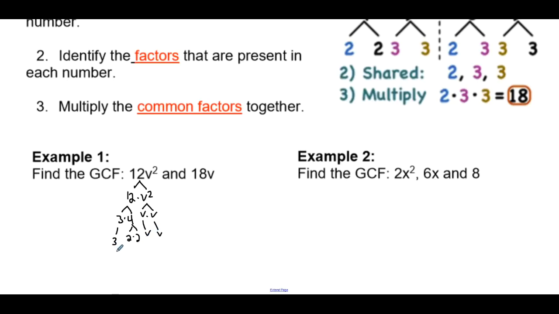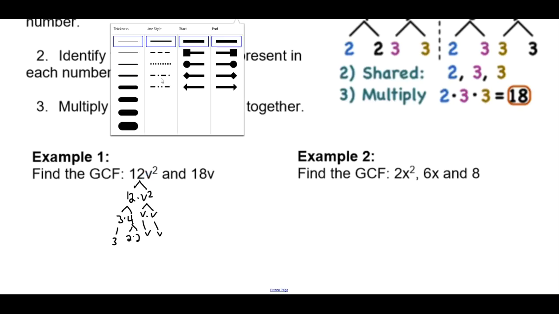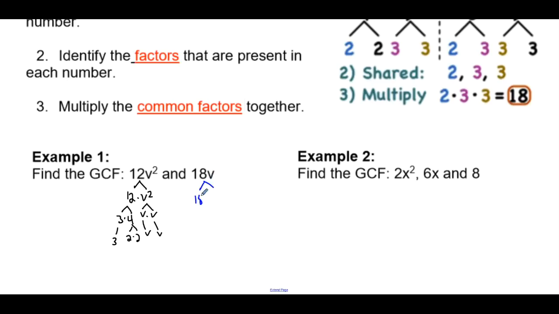You know you've done it right if you can multiply across this bottom line and get back what you started with. 3 times 2 is 6, times 2 is 12, times v is 12v, times another v is 12v squared. So that's 12v squared. That's the prime factorization. All right, now I've got to do the prime factorization of 18v. Again, the first thing I'm going to do is break up my coefficient and my variable. That variable has nothing else that needs to be done, so now I can break up 18. The first thing that comes to my mind is 2 times 9. If you put 3 times 6, that's fine too. But now I'm going to keep going.